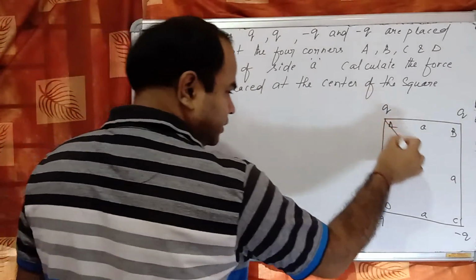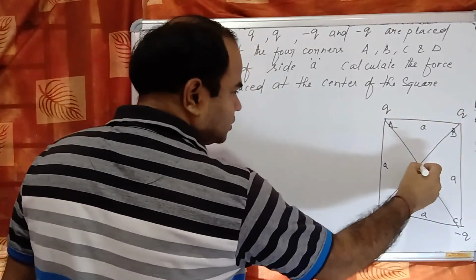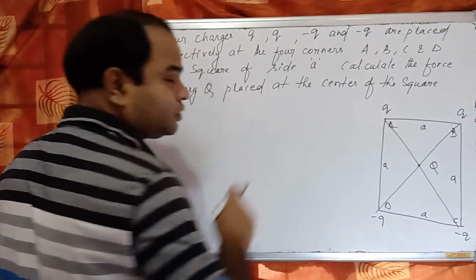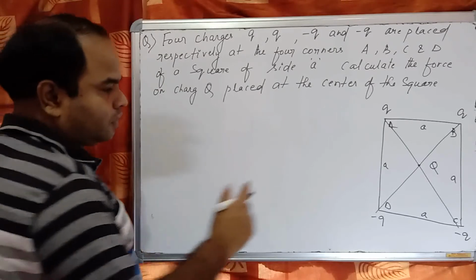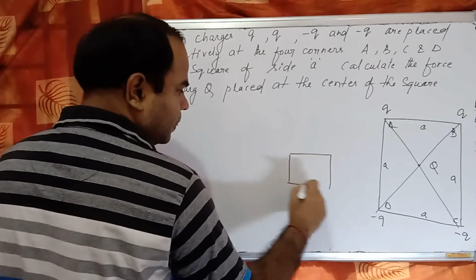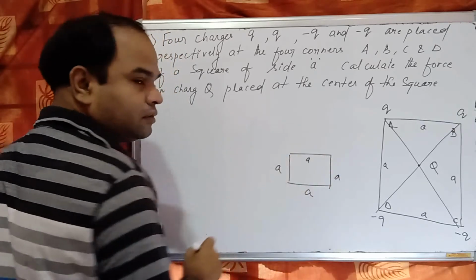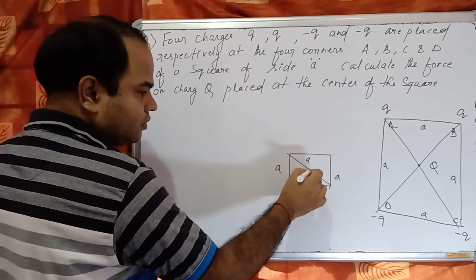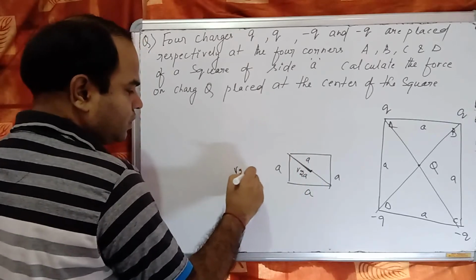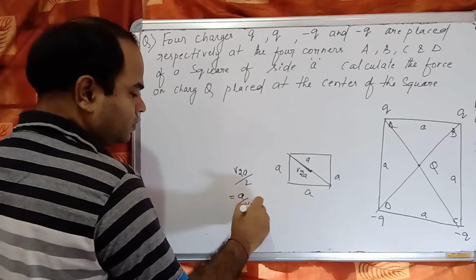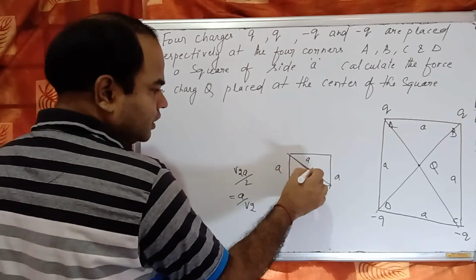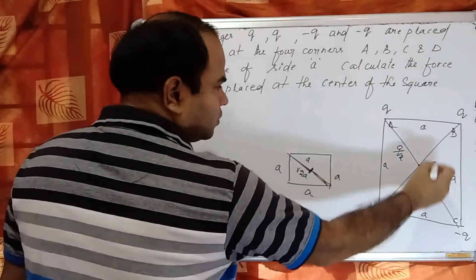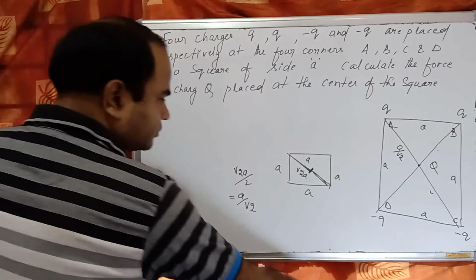At the center, we have another charge, capital Q. We have to find the force on this charge Q. The square has sides A, A, A, A, so the diagonal will be root 2 A. Half of it, this length, is root 2 A divided by 2, that is A by root 2. So each of these distances from the center to the corners is A by root 2.